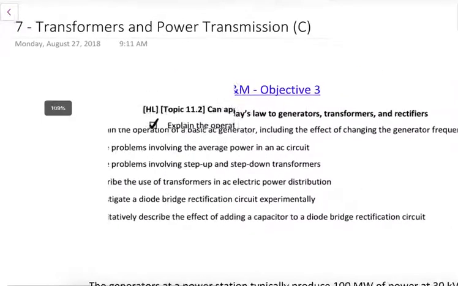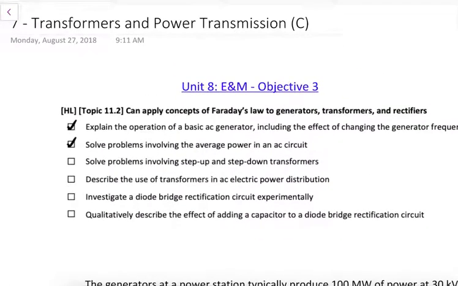This lecture is on transformers and power transmission. Going back to Objective 3 on the Unit 8 overview, we've completed the first two in the last two classes, and now we're going to complete two more today. We're going to solve problems involving step-up and step-down transformers, and describe the use of transformers in AC electric power distribution.